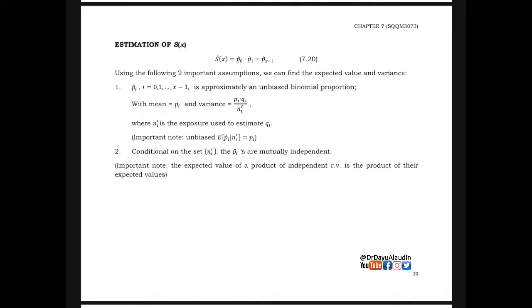Today we will learn the last subtopic in chapter 7, which is estimation of Sx. So how to write the estimation of Sx? We have to put Sx with the hat. Sx is the survival function, which is the multiplication of the probability of survive, the Px. So Sx is the multiplication of P0 until Px minus 1.